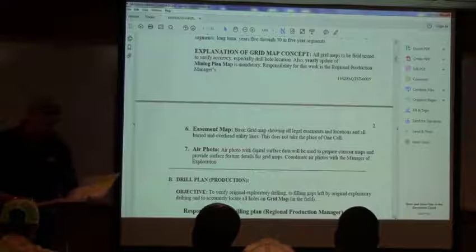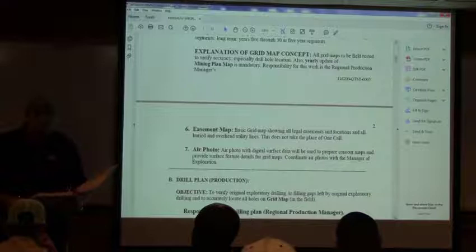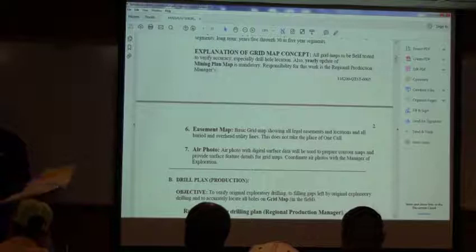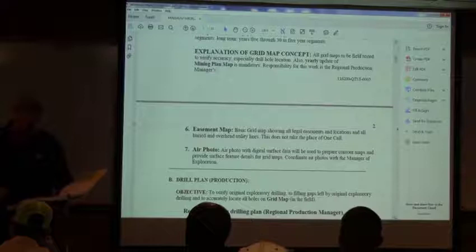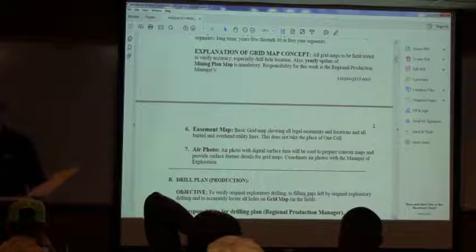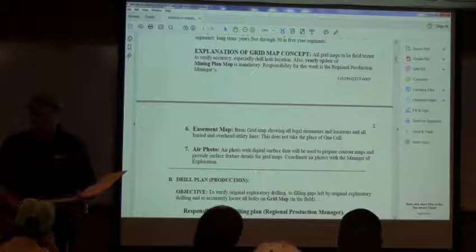let's see, I didn't say anything about easement maps. Richard's already talked about that pretty well. Number 7, the air photo item. We don't really pay for that anymore because we can get them according to how close in you want to get on the map. But here we're talking about marking the depth of the line. Surface feature details for grid maps. Coordinate the air photos with the manager of exploration. So in other words, if you just need something as far as an air photo goes, let me know.